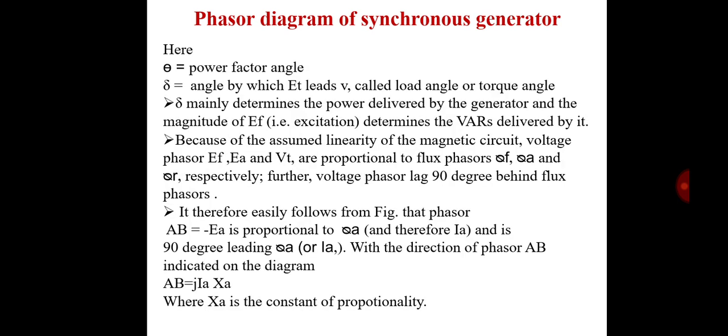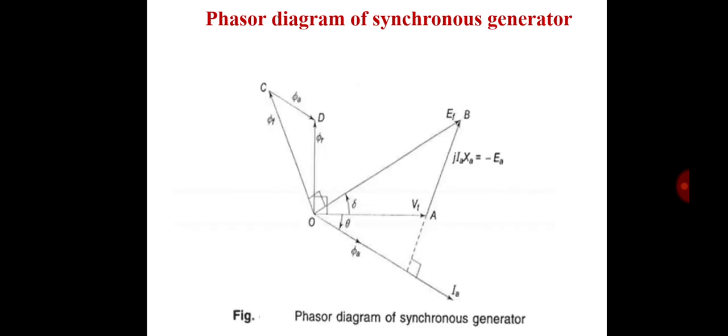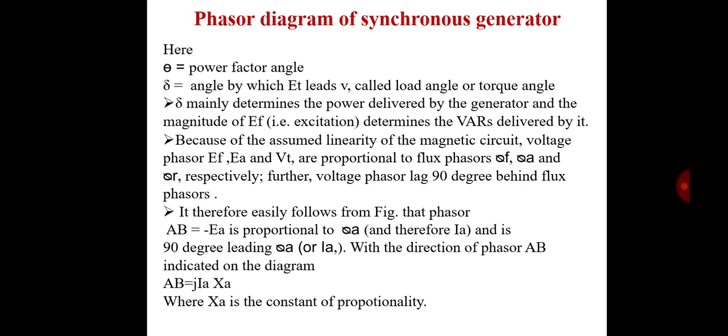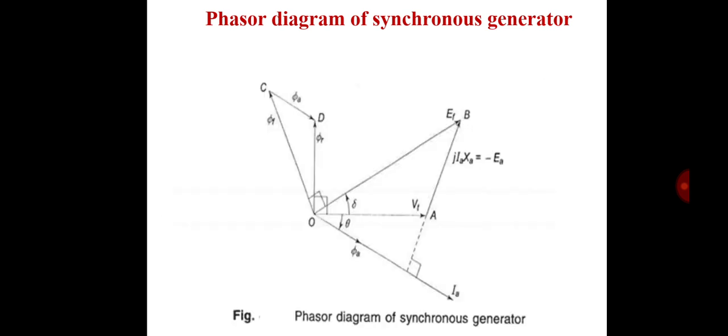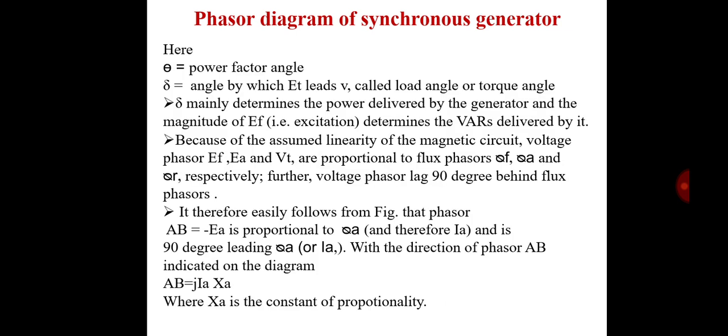Here theta is the power factor angle. Delta is the torque angle, the angle by which EF leads Vt, which we call the load angle or torque angle. Delta mainly determines the power delivered by the generator, and the magnitude of EF determines the VARs delivered by it.